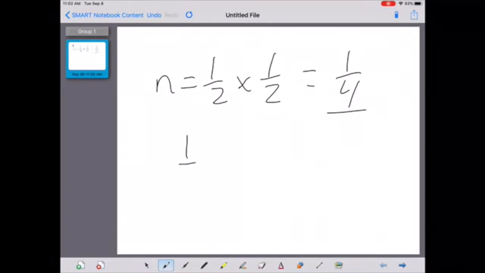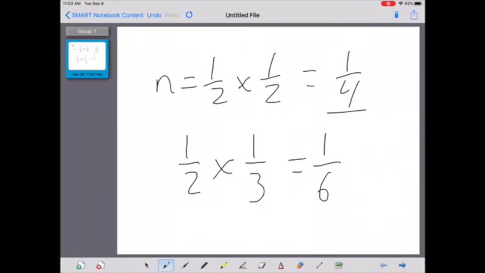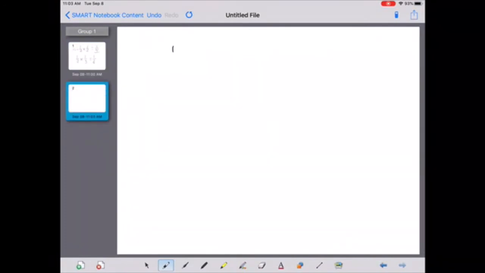Number 2 says, what fraction is 1/2 of 1/3? So I write the problem, half times 1/3. Multiply the tops, 1, multiply the bottoms, 6. So I'm learning how to multiply a little bit faster than if I was doing anything else. Number 3 says, what fraction is 1/2 of 1/6? Multiply the tops, 1, multiply the bottoms, 12.